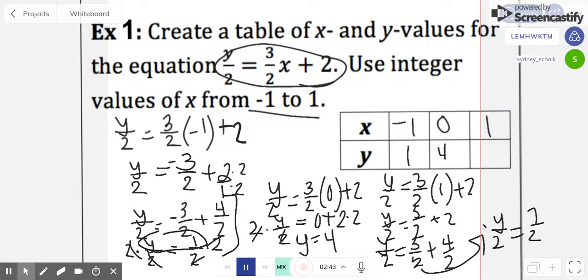Last step, multiply by 2 on both sides. Those 2's go away, and I get my y equals 7. So when x is 1, y is 7, and now I've completed my table.